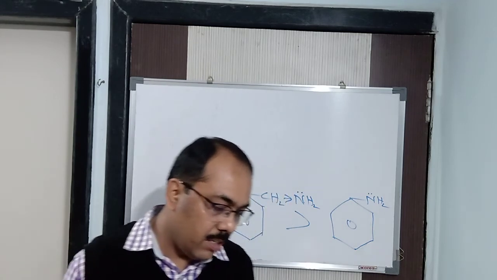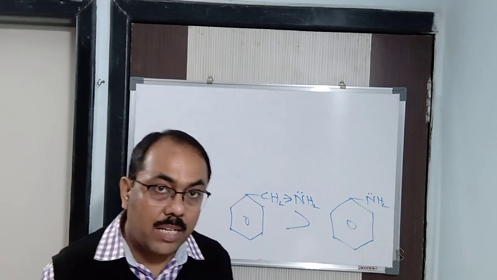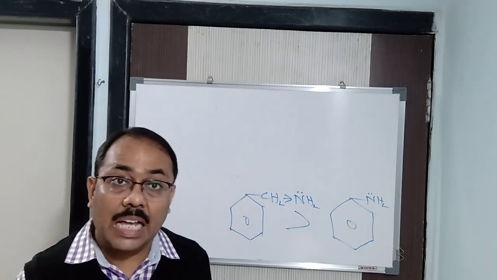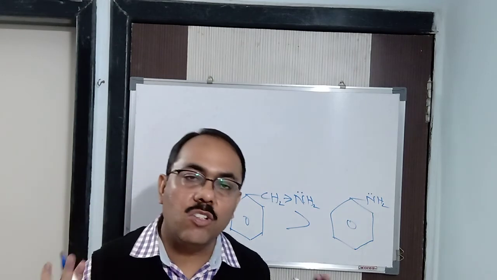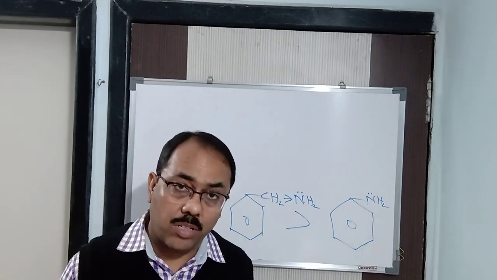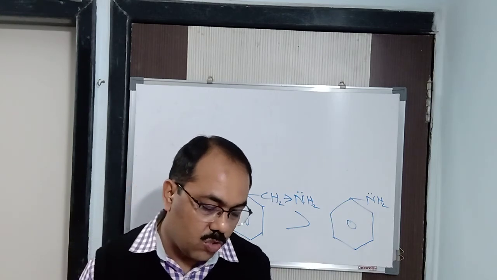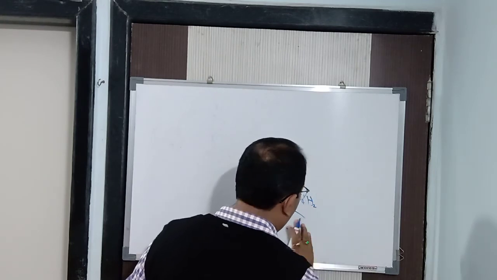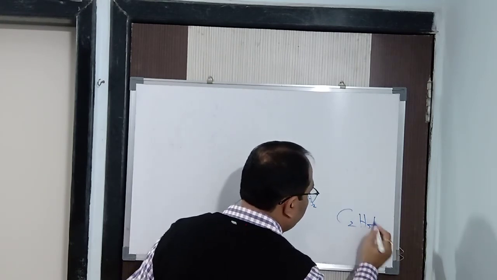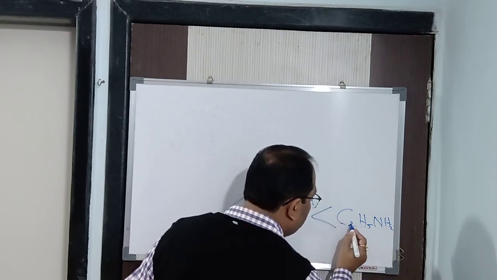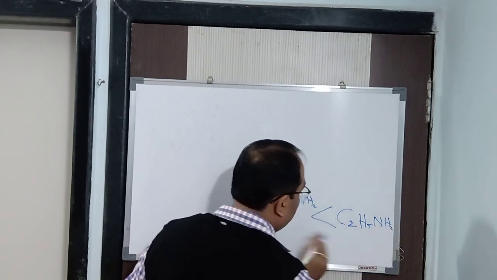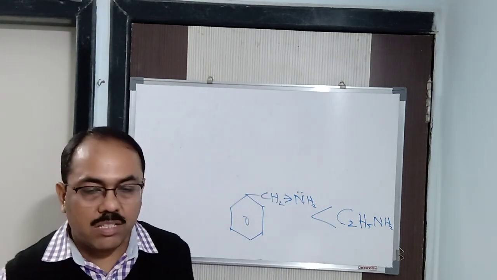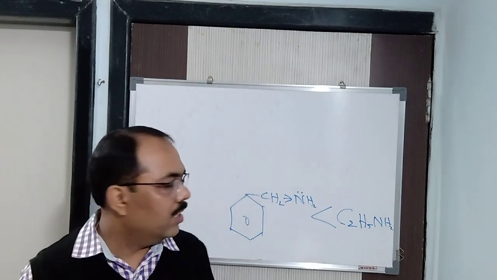Similarly, we compared the basic strength of aryl alkyl amines and aryl amines. Now, if you compare the basic strength of aryl alkyl amines and alkyl amines, no doubt alkyl amines are always more basic than aryl alkyl amines. If you take C2H5NH2 and C6H5C2H5NH2, no doubt C2H5NH2, the alkyl amine, will be more basic in nature, then the aryl alkyl amine. Why? Very clearly.